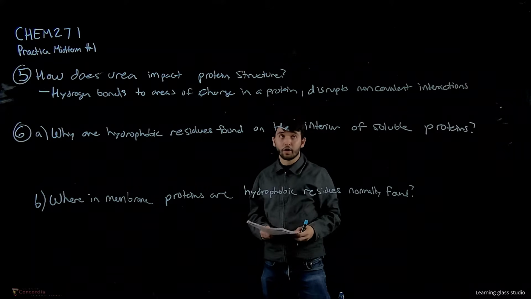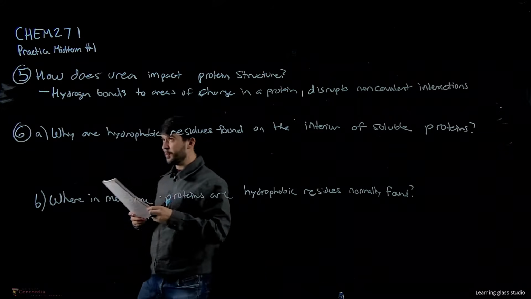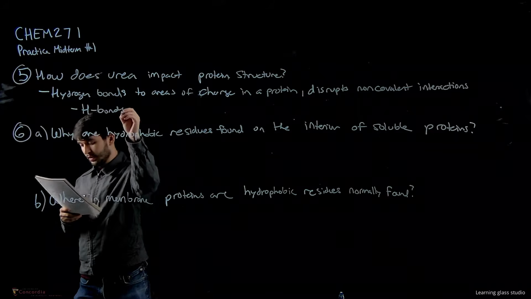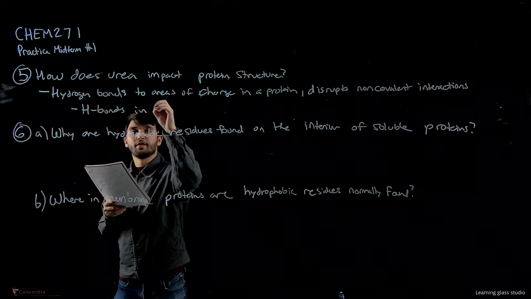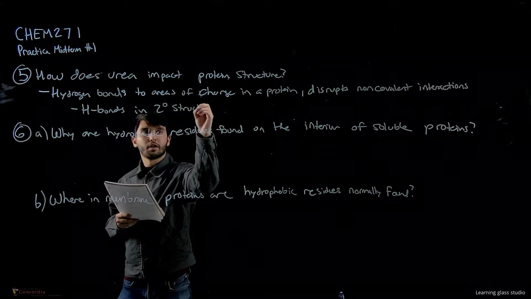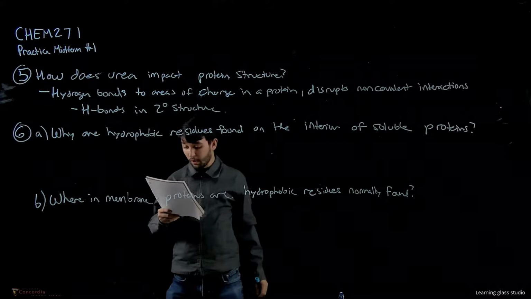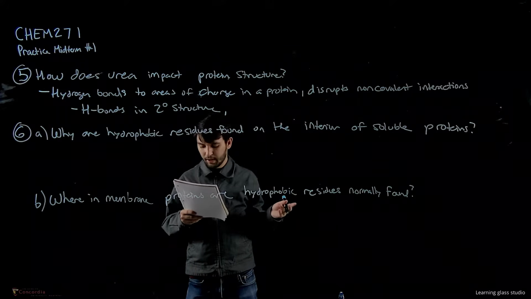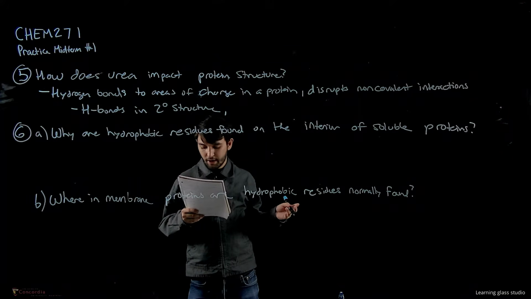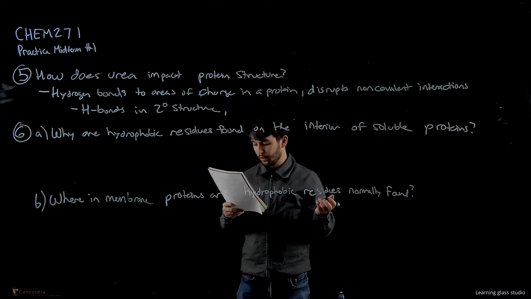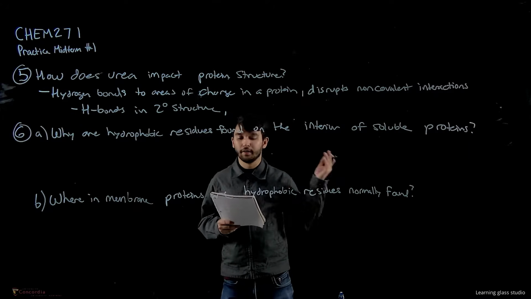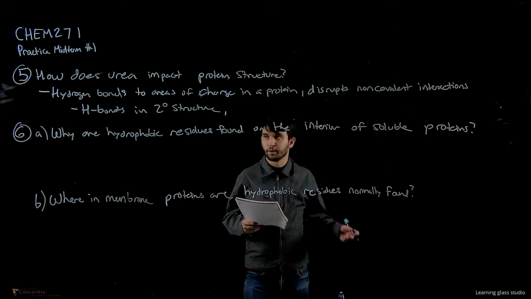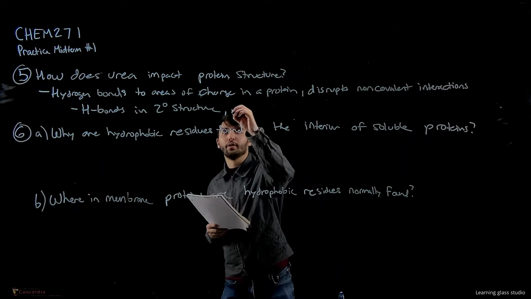So by non-covalent interactions, I mean it will disrupt hydrogen bonds in the secondary structure, or it can interact with all sorts of different types of bonds in the tertiary structure. So this can include hydrogen bonds, the hydrophobic effect, van der Waals interactions, all sorts of things in the tertiary structure.